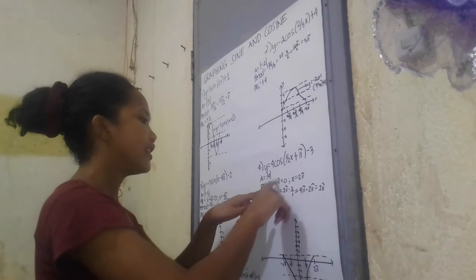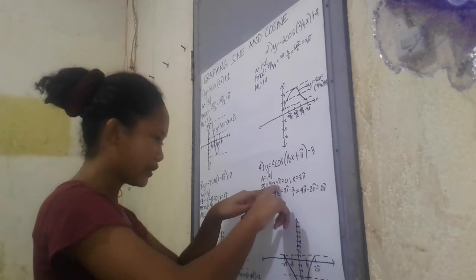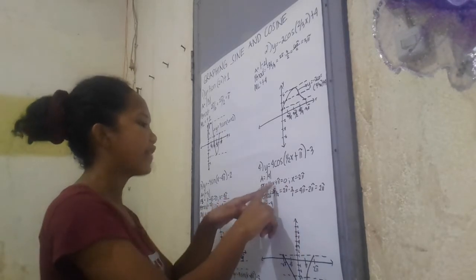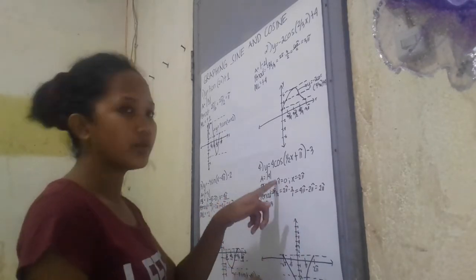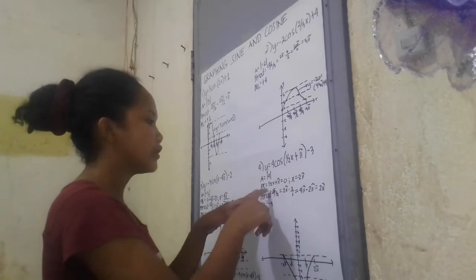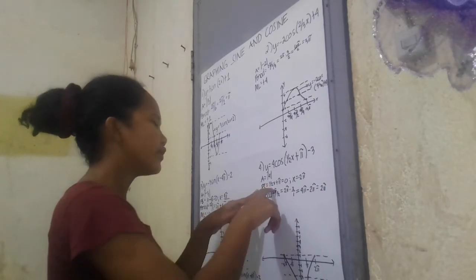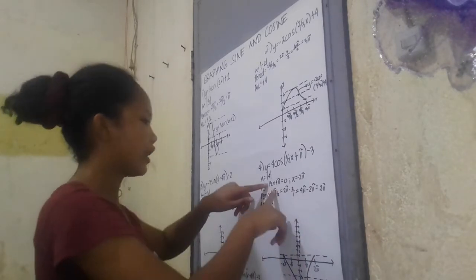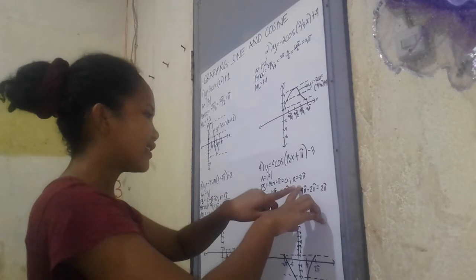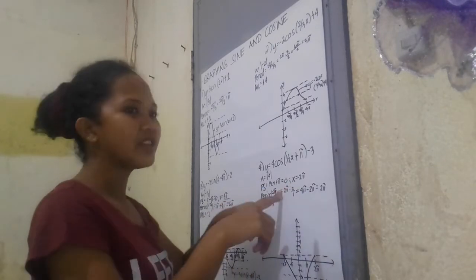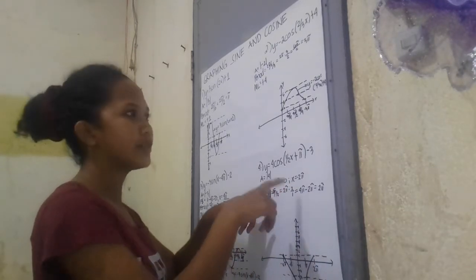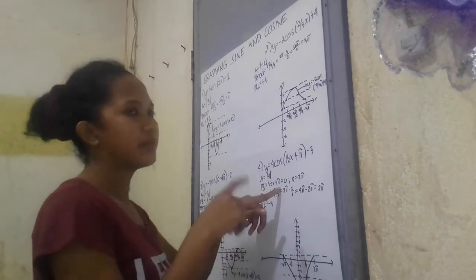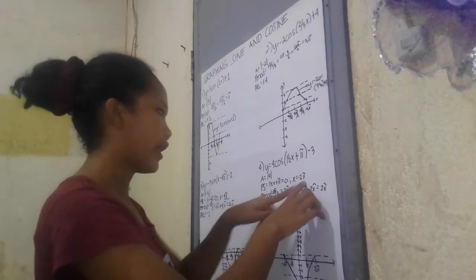Then move this positive pi to the other side, so it goes like 1/2 x is equal to negative pi. Then to remove the 1/2, we multiply everything by 2. So we get x is equal to negative 2 pi, since negative pi times the reciprocal of 1/2, which is 2 over 1, is equal to negative 2 pi.